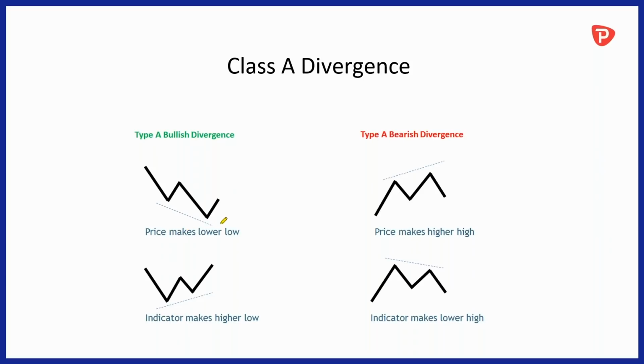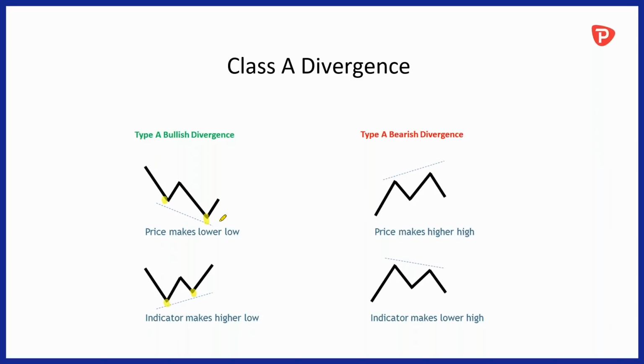It'll be easy to show you in a live example, but that's what we call Class A divergence, where the price action and the indicator are actually showing completely different information. Now, remember that in a perfectly normal market where everything is running very smoothly, you would expect that if price makes a higher high or a lower low, the MACD indicator would also make a higher high or a lower low. So they would be working in sync.